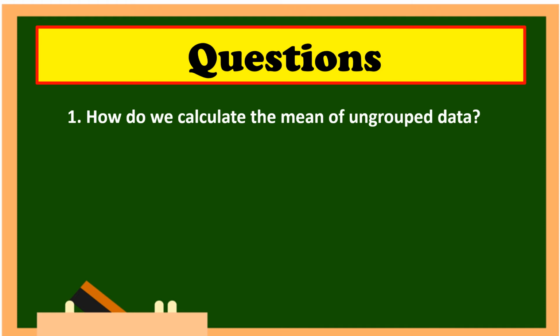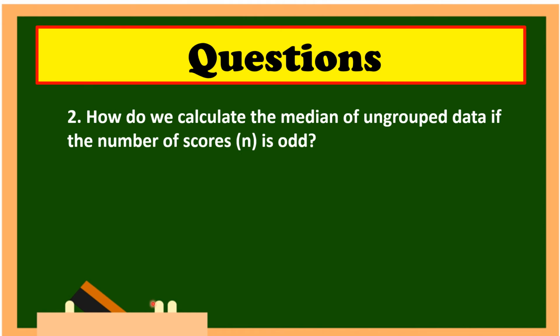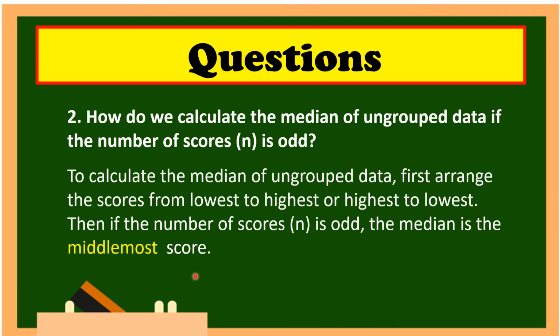How do we calculate the mean of ungrouped data? To calculate the mean of ungrouped data, use the formula mean equals summation of x over n. How do we calculate the median of ungrouped data if the number of scores n is odd? First, arrange the scores from lowest to highest or highest to lowest. Then if the number of scores n is odd, the median is the middlemost score.